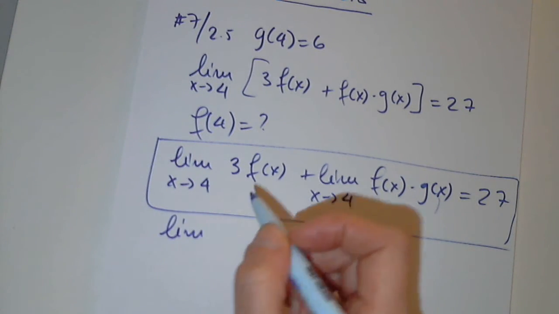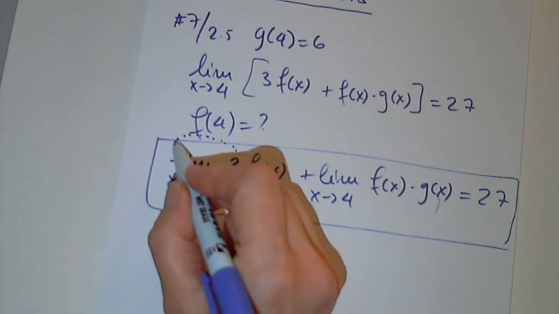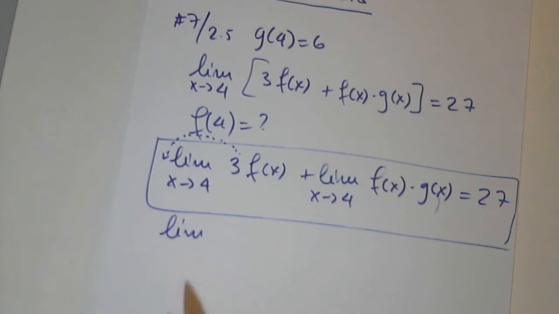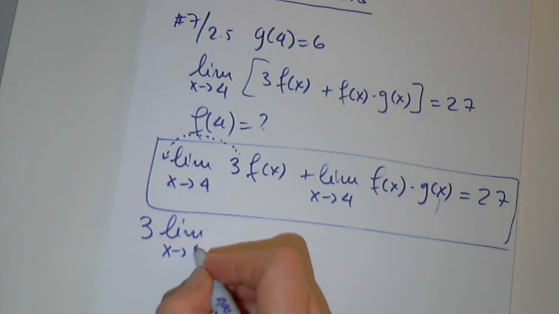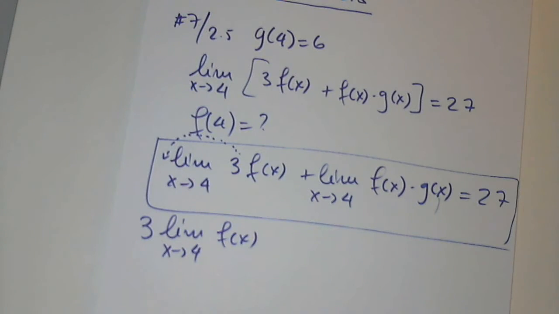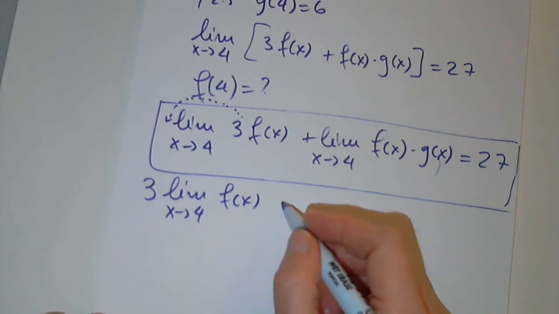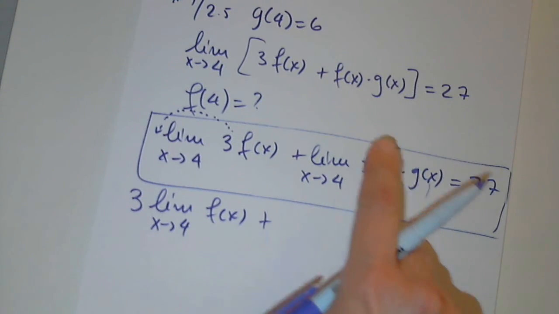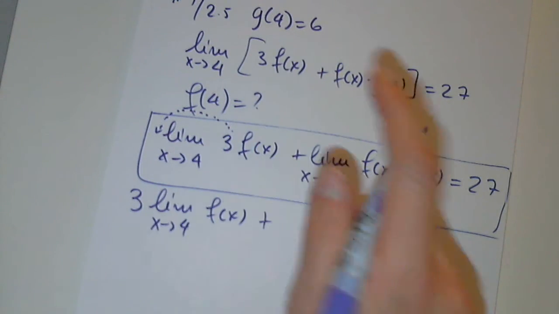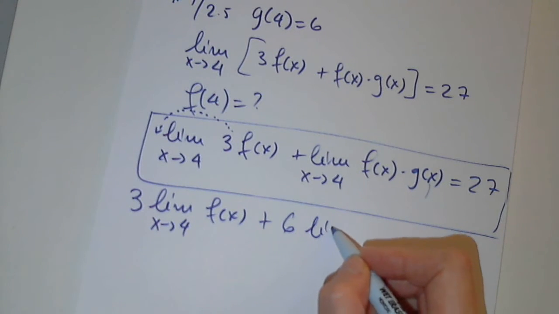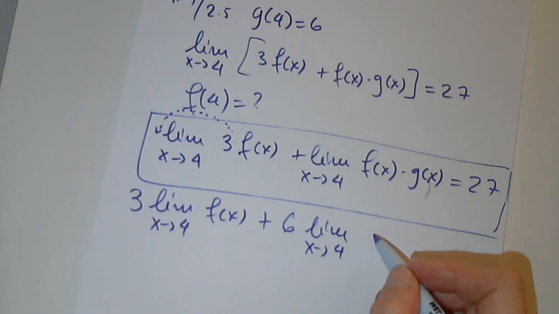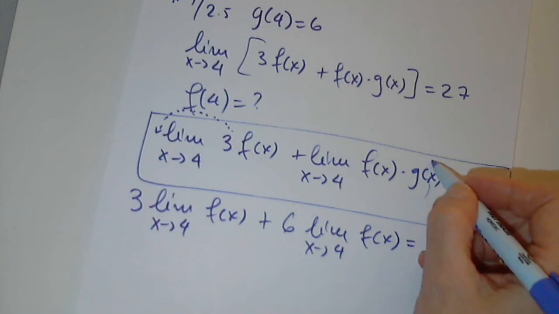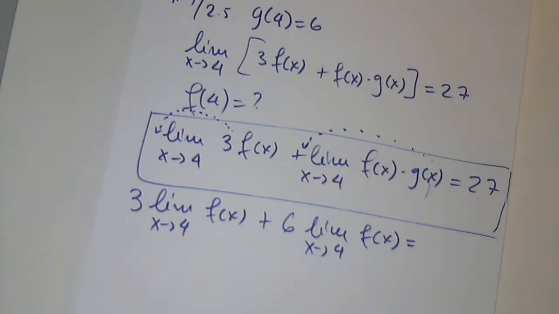Remember, one other limit law allows us to bring the factor in front. So 3 times the limit as x approaches 4 of f of x, plus the limit as x approaches 4 of g of x, and since g of 4 is 6, this will be 6, so plus 6. The limit as x approaches 4 of f of x, for the same reason, the same limit law, right? The constant goes in front, equals 27.